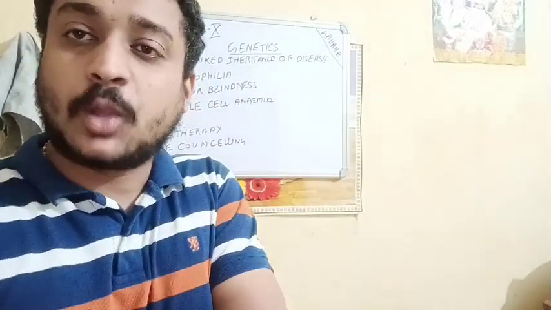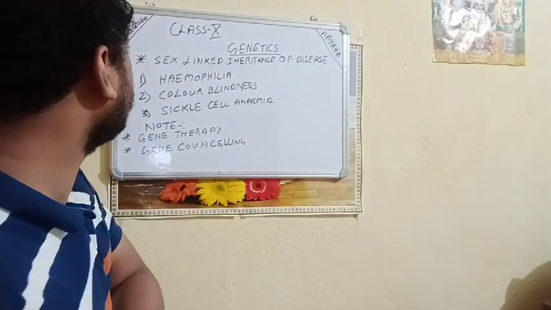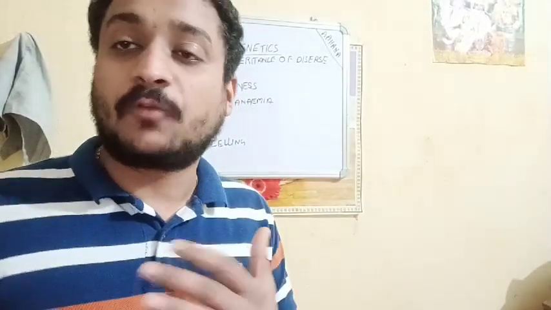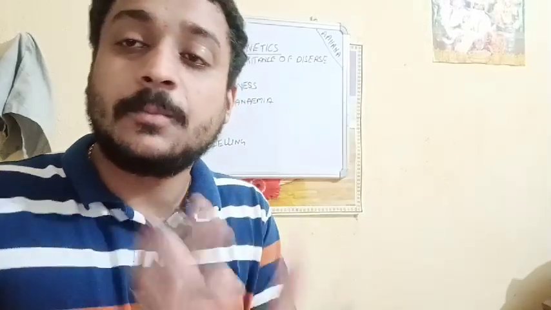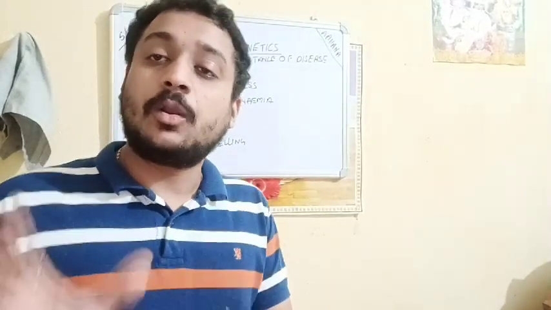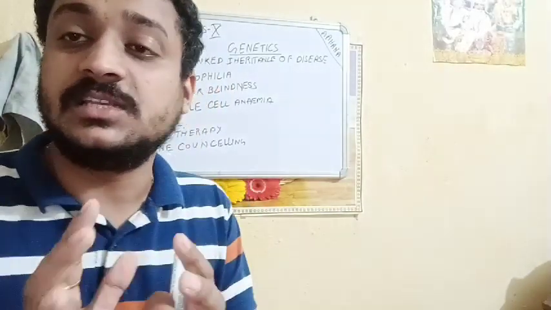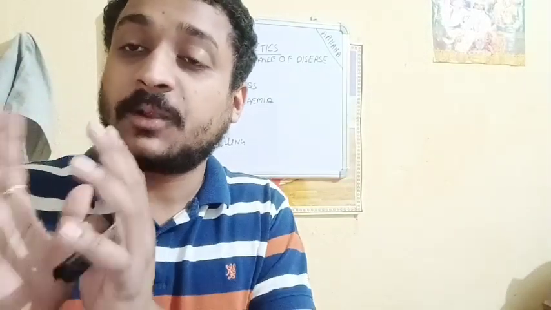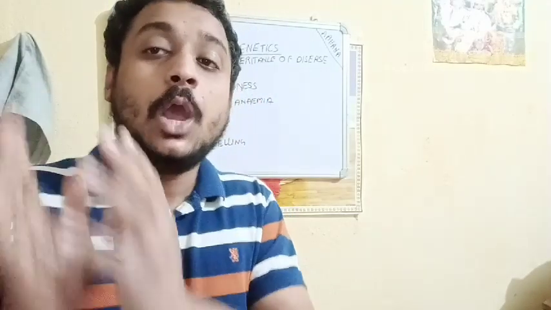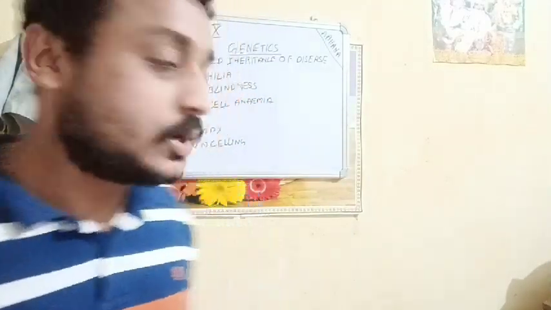Today, our topic is genetics, about sex-linked inheritance of disease: how a disease from the parents or from the ancestors will come to the particular progenies. Means that if a particular ancestor is having some disease, how he or she will transmit the disease to their generations. So today we will learn about it.